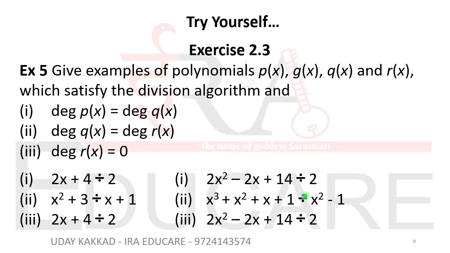This is another example. If you divide it, you get the degree of p of x and degree of q of x the same, right? If you divide this, you always get the degree of q of x and degree of r of x the same. And if you divide this polynomial by 2, then you get the degree of r of x as 0, meaning your remainder is 0 or any constant term, right? So here I complete chapter number 2.